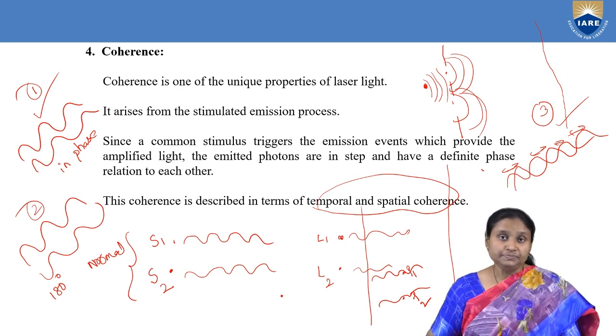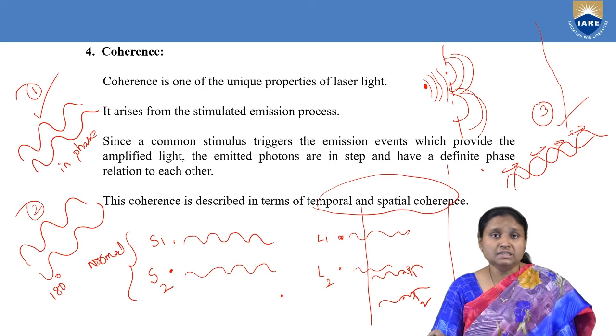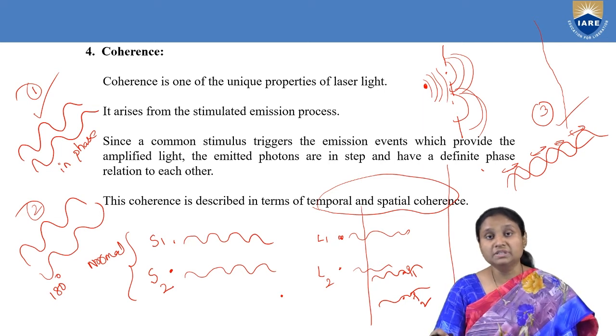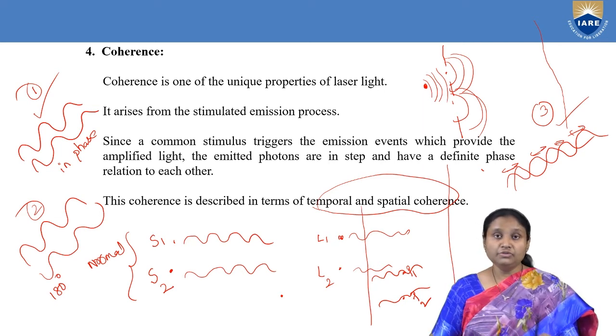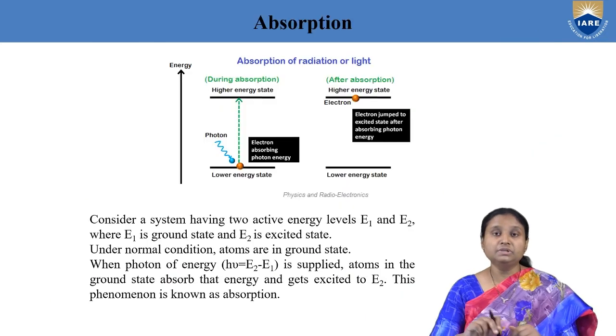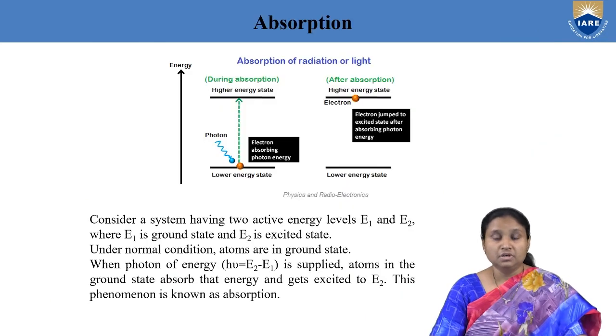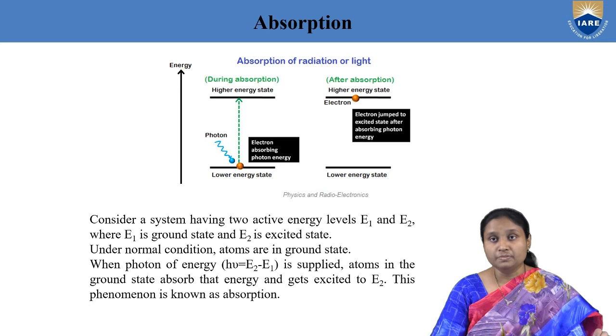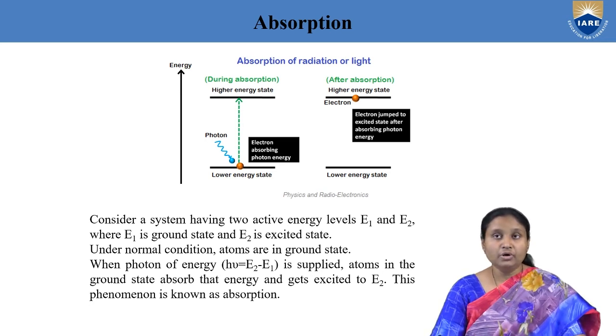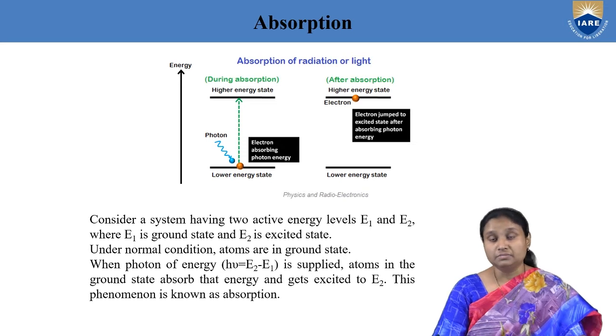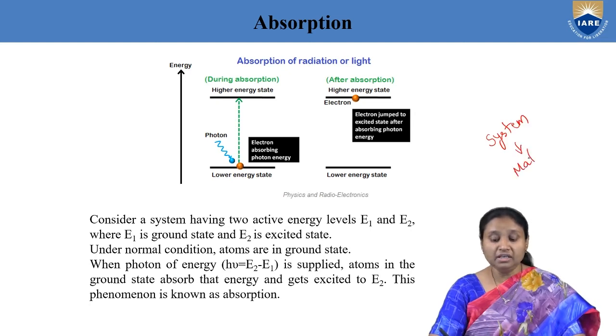Then moving further, now we are going to discuss certain phenomena that will help us in laser emission. Coming to the first phenomenon, we are going to discuss absorption. As you can see in this figure, we are talking about absorption in a system. Here I am going to use one term called system. What do we mean by system? By system, I mean a matter system.